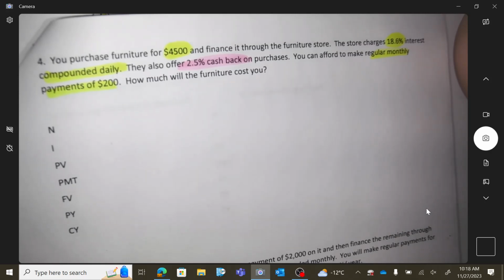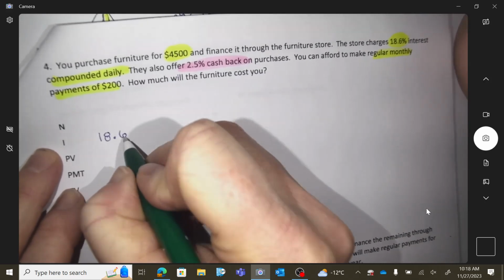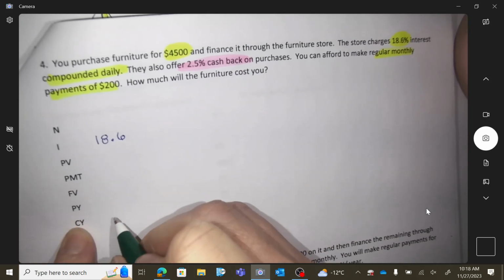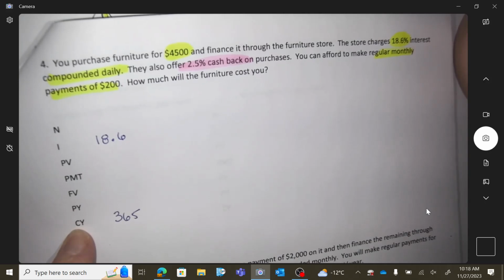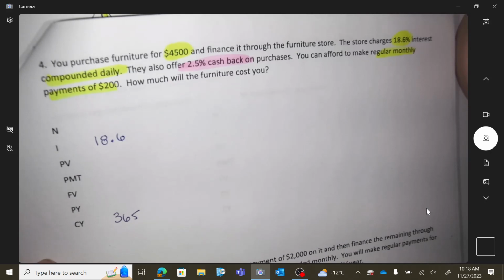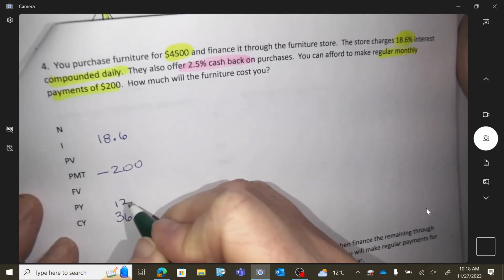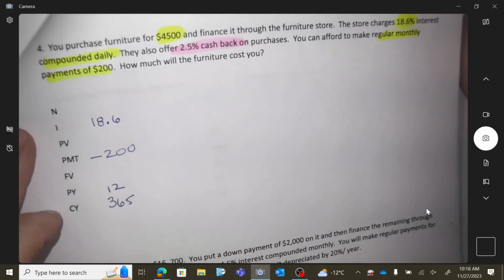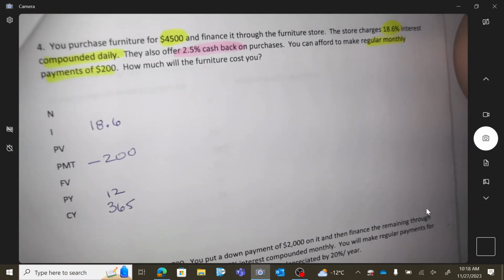Okay, so let's go with I. 18.6 is the I. Compounded daily, so the daily is 365. Give me a regular monthly payment of 200. Give me that. How do you put that in? Regular monthly payment. Okay, I'm not starting with $4,500 though. We got to do some work.